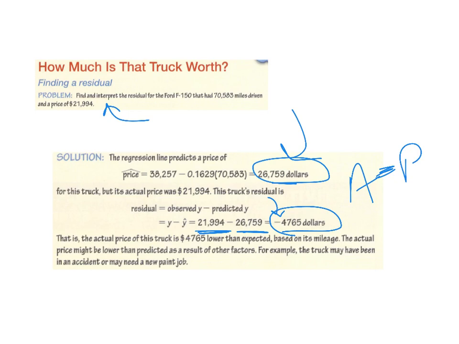The actual price might be lower than predicted as a result of other factors. For example, the truck may have been in an accident or may need a new paint job. You don't necessarily need to take it that far, right? You have to definitely do this first sentence. The actual price of the truck is $4,765 lower than expected based on the mileage, all the context, right? Based on your X, based on your mileage. As to why it's lower, that's iffy as to whether you really need to do that every time or not.